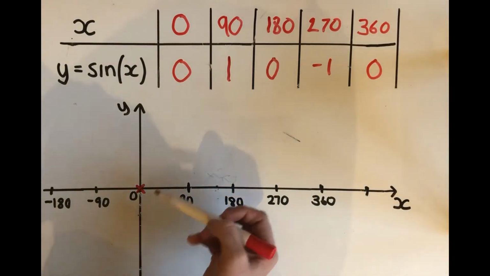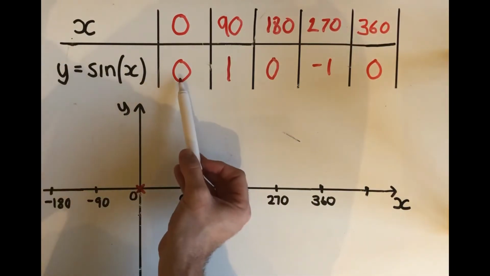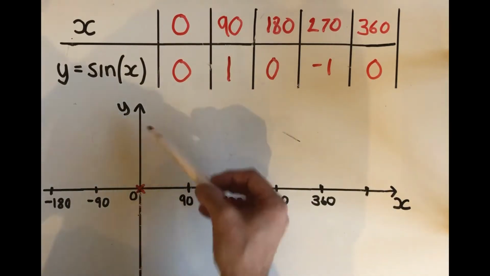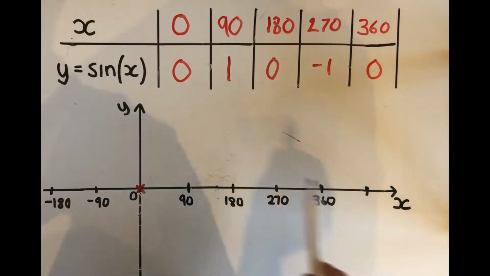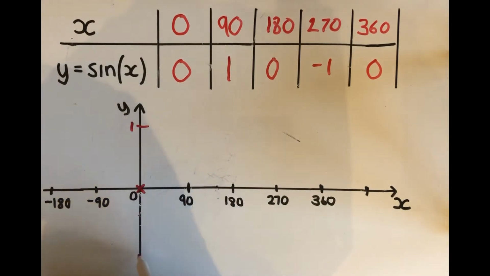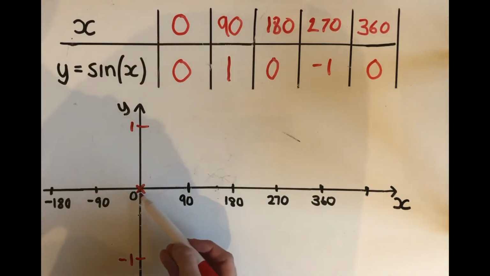So let's plot those points. Our y values go from 0 up to 1, back to 0, down to -1, and back to 0. Whereas my scale here is going up in 90s, all I'm going to need for the y-axis is from 1 up there, down to, and again, this is only a sketch, y equals -1 there. So we've put the first point on.